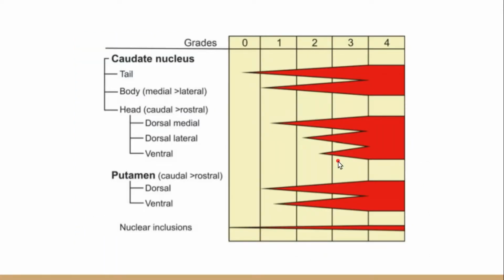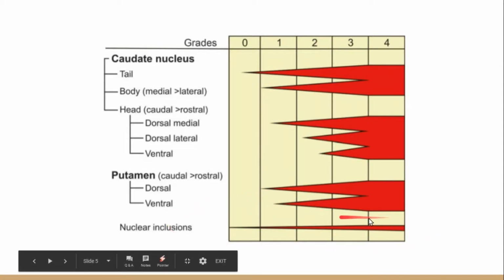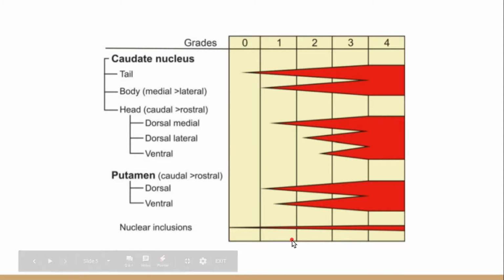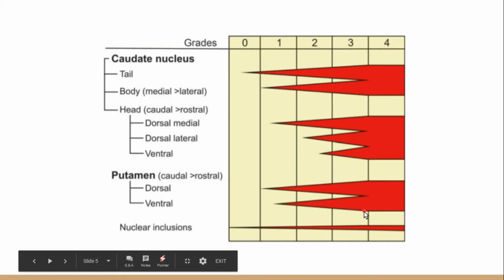So looking at the progression of disease across grade 0 to grade 4, pathologists find that the tail of the caudate nucleus is the first structure to actually show atrophy, followed by widespread atrophy of the caudate nucleus, caudate body, and dorsal putamen. Dorsal putamen is also affected early in disease. Nuclear inclusion bodies are present basically from grade 0, the prodromal stage of disease, right to the end. And we're going to talk about that in a little bit.